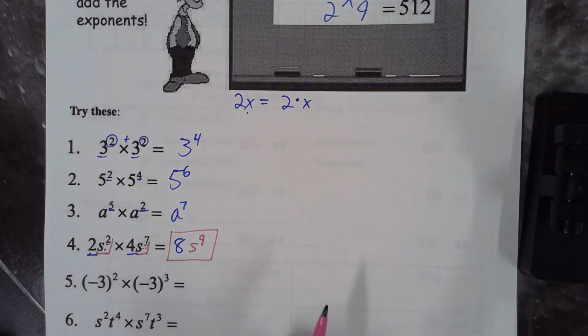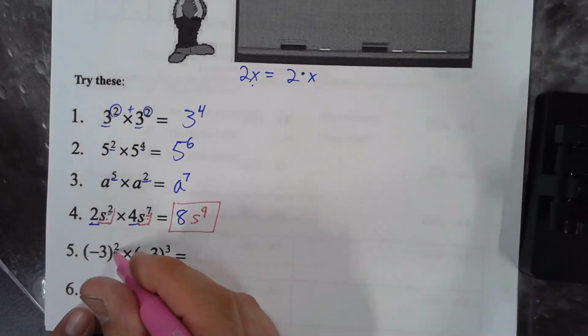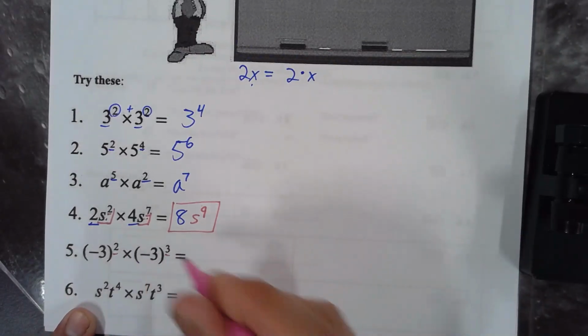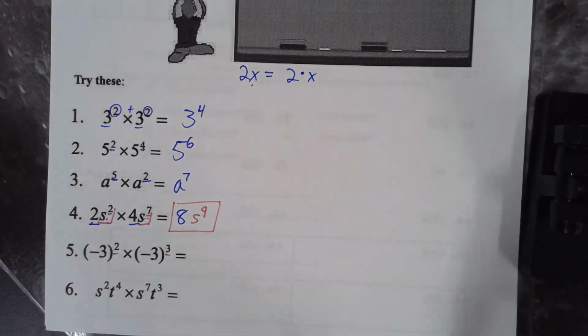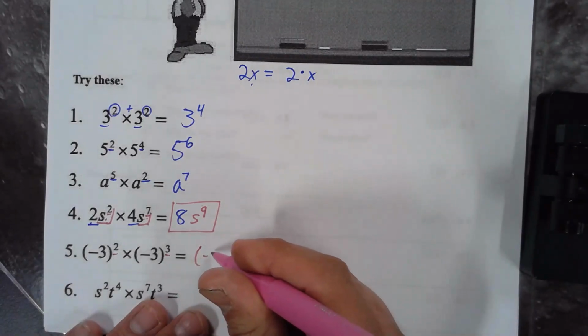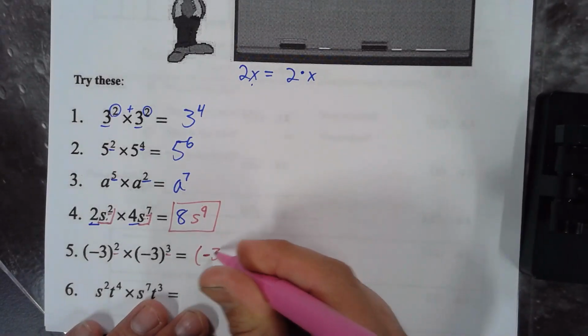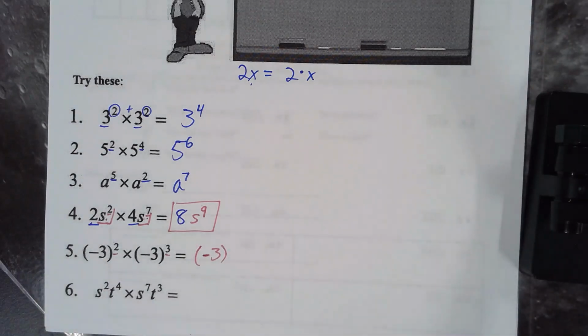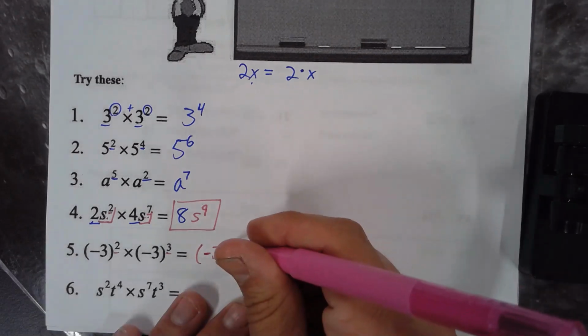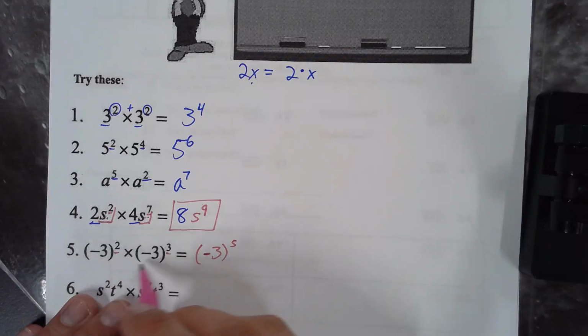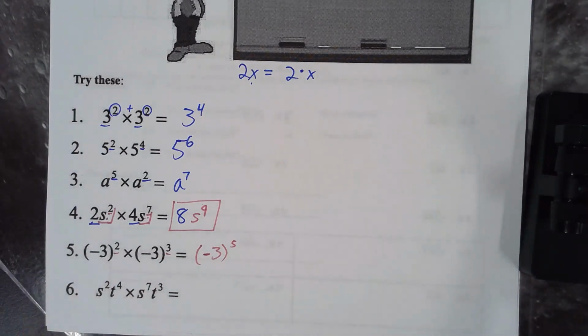Okay, number 5 is a little bit easier. I have negative 3 to the power of 2 times negative 3 to the power of 3. Does anybody know what that would be? We're not going to calculate. We're just combining the exponents right now. Okay. Yeah, negative 3 to the power of 5. Because when we multiply numbers with exponents, we add the exponents. So that's negative 3 to the power of 5.